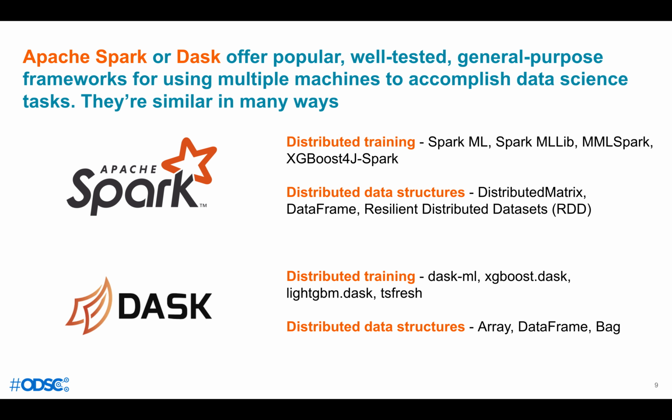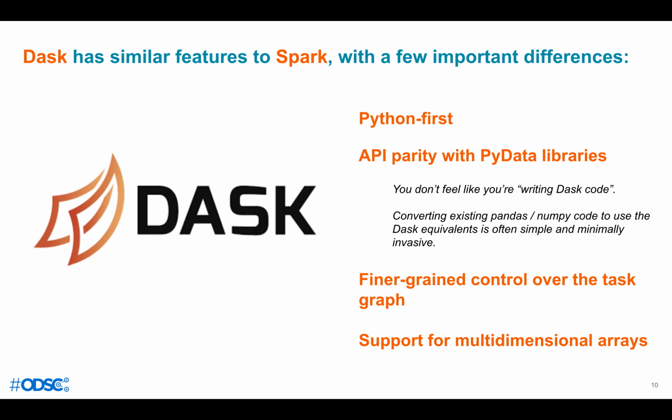There's a Dask array that looks and feels similar to a NumPy array, a Dask data frame that looks and feels similar to pandas, and an object called Dask bag, which is sort of an arbitrary ordered collection of whatever, somewhat similar to an RDD in Spark. So both of these tools are going to give you the ability to use distributed tabular data structures and to feed those into distributed machine learning training frameworks or libraries, which is awesome.